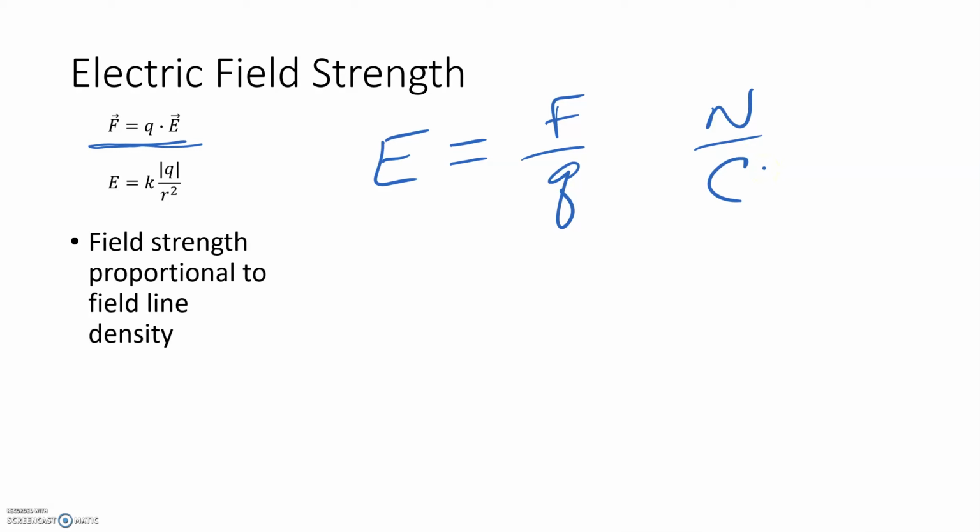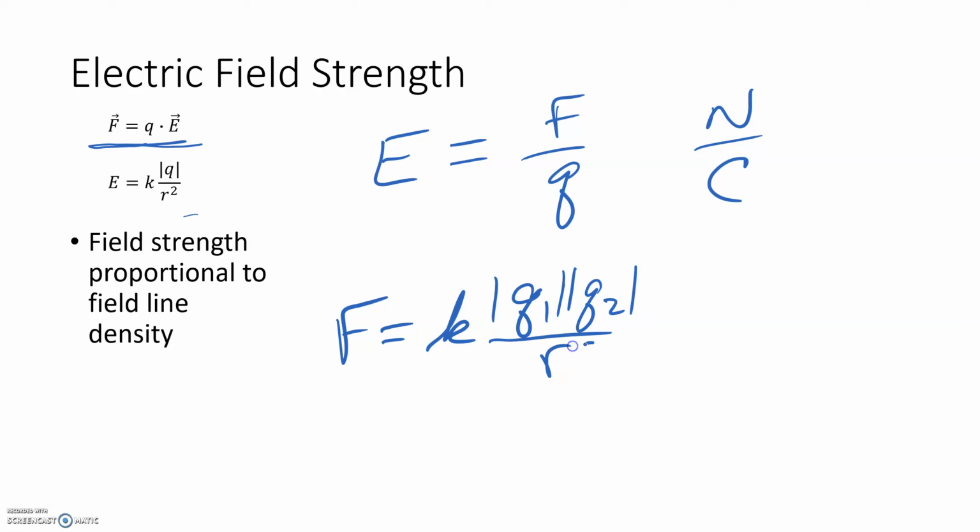And so if I want to figure out how much force there is at a particular place on an electric field line, I take the electric field and I multiply it by the amount of charge that I'm putting down on the surface. And our field strength is proportional to the field line density. Now you'll notice in the formula, our formula for force was k Q1 Q2 over r squared. Our electric field just loses one of those Q's.